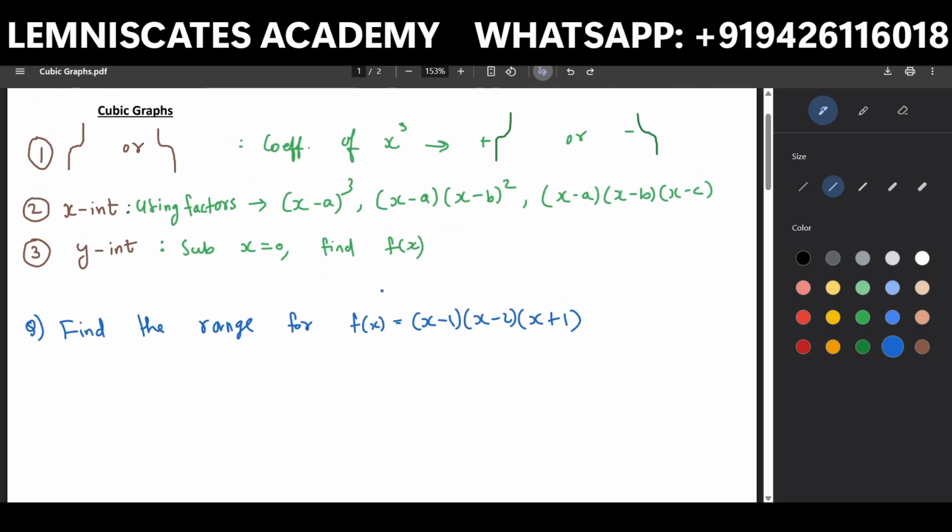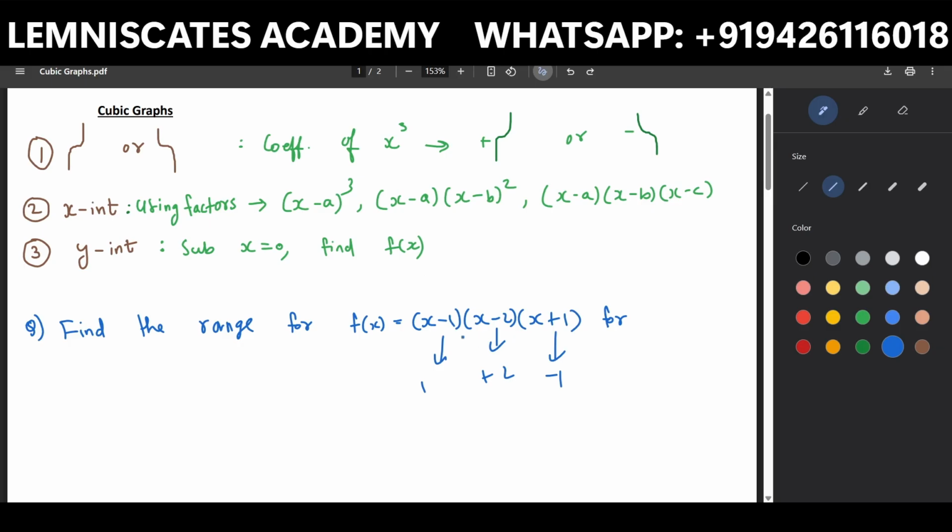What are the three things we need to know? First of all, I'll just write that for, so that I can write the domain later on. First of all, what is the coefficient of x cube? Is it plus or minus? If I open the brackets, of course I'll have a positive x cube coefficient. So my graph is going to start going upwards, and then it's going to look like this, because of course there are three different factors. So there are three different roots: plus 1, plus 2, and minus 1. And those are the x-intercepts.